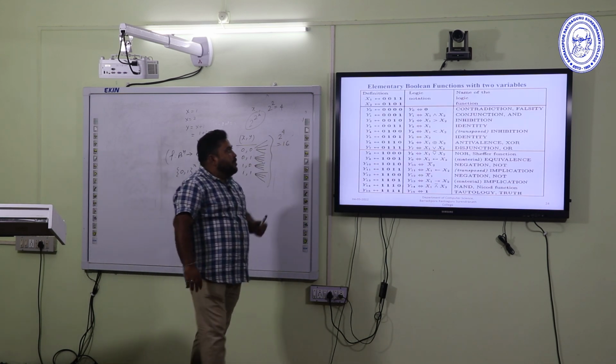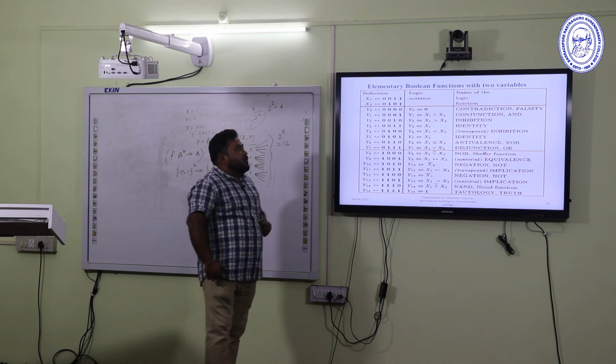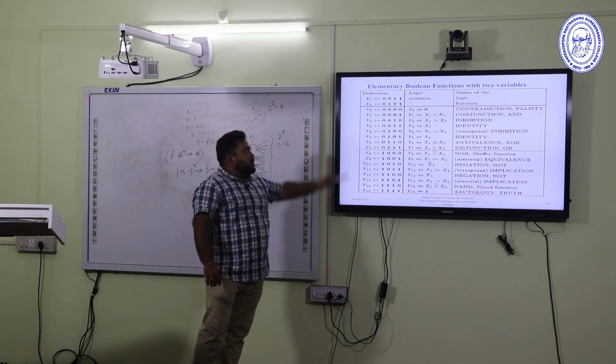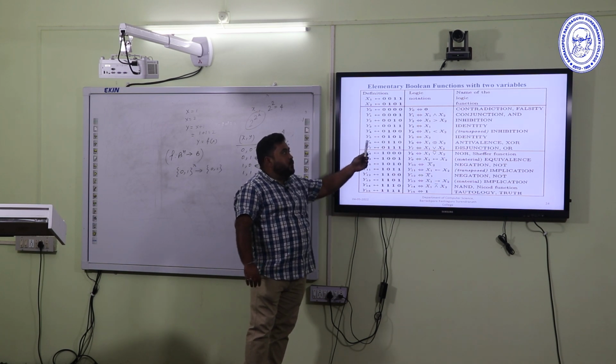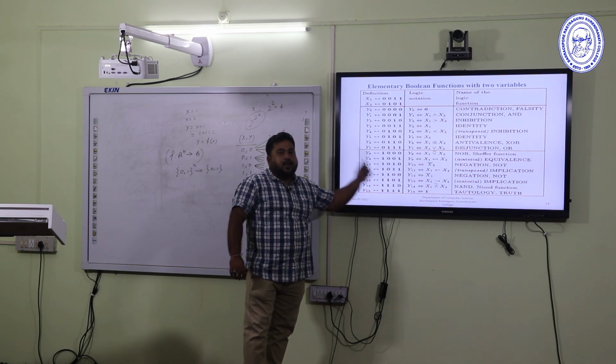So here is an example of the elementary Boolean functions with 2 variables. If we take x1 and x2, we can realize these values by using these kinds of functions.